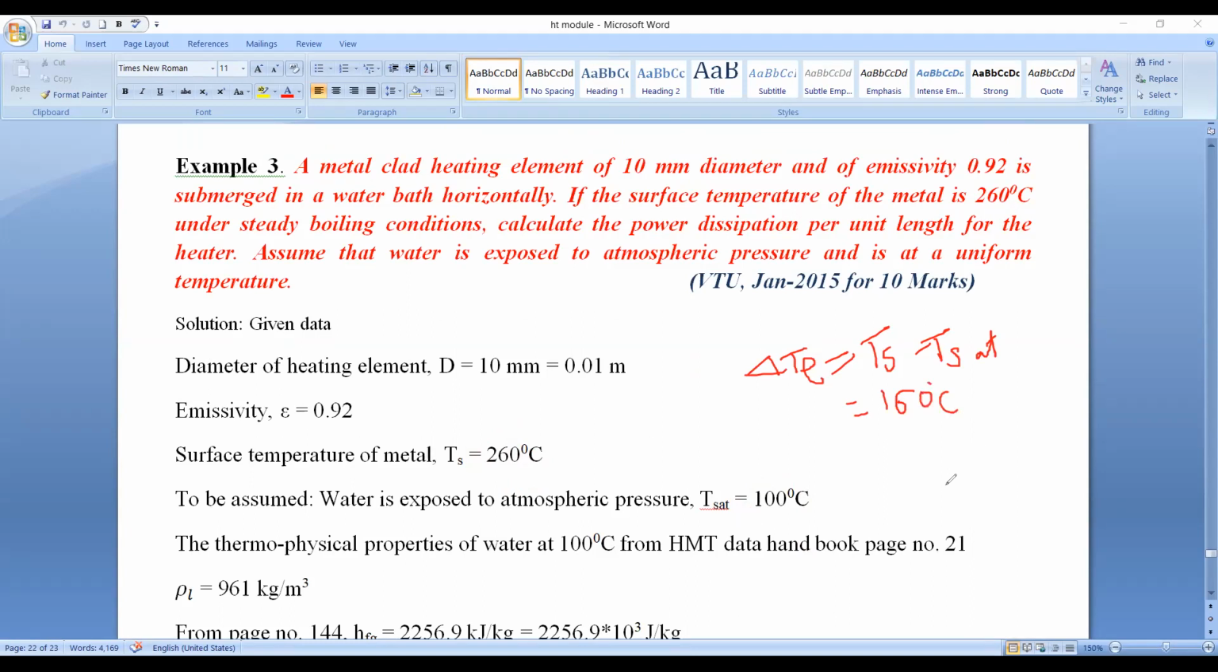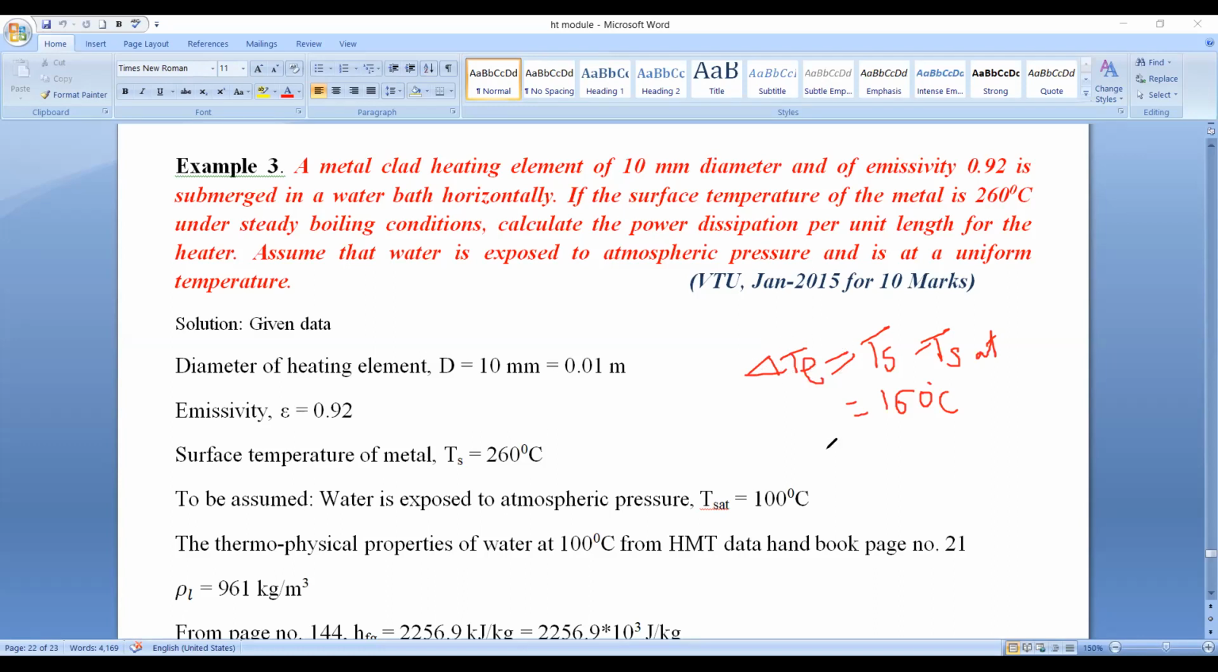In the boiling curve, we have seen that when the excess temperature delta T is up to approximately 5 degrees centigrade, it is interface evaporation, also known as the free convection zone. If the excess temperature delta T is in the range between 5 degrees centigrade and 50 degrees centigrade, then it is nucleate boiling.